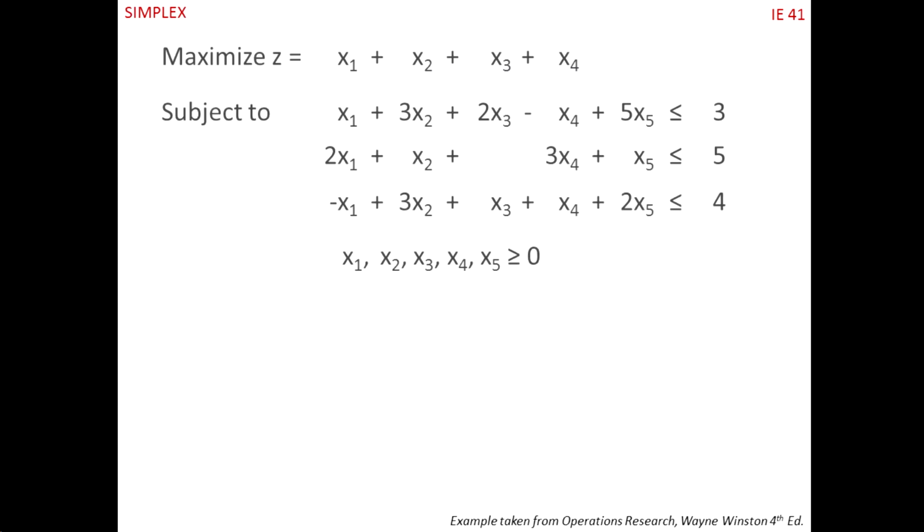We are given the following maximization LP. Max z is equal to x1 plus x2 plus x3 plus x4 plus x5, such that x1 plus 3x2 plus 2x3 minus x4 plus 5x5 is less than or equal to 3. 2x1 plus x2 plus 3x4 plus x5 is less than or equal to 5. And negative x1 plus 3x2 plus x3 plus x4 plus 2x5 is less than or equal to 4, while all x's are greater than or equal to 0.